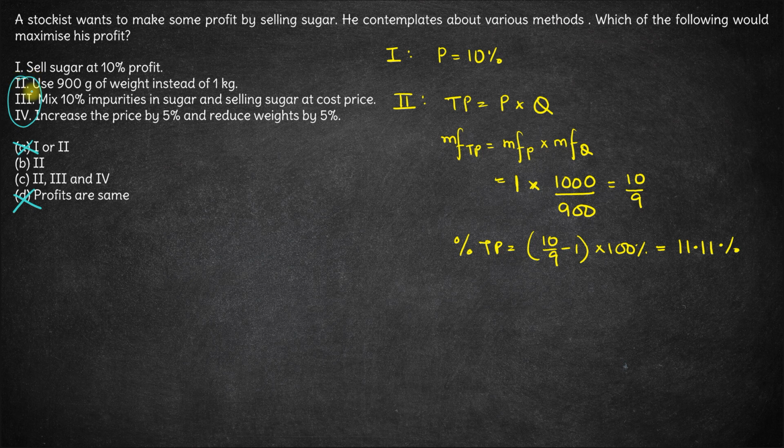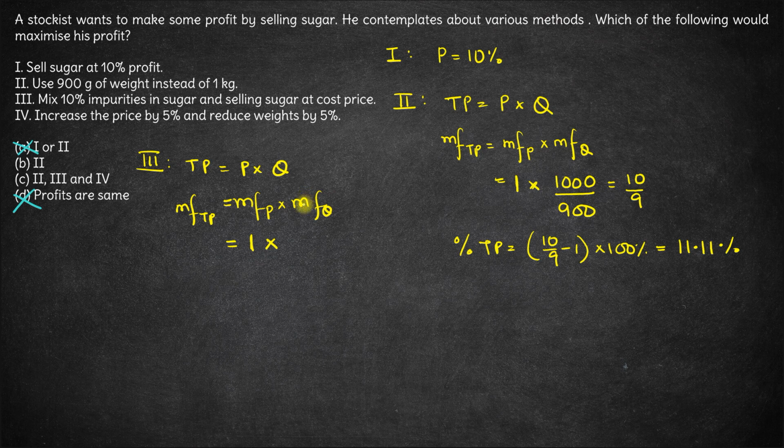So let's see, out of these three, are all of them equivalent, or do all of them give the same amount of profit or different amounts of profit? Let's look at the third case here. In the third case, what he does is he mixes 10% impurities in sugar and sells sugar at cost price. So again, total price is price per kg into quantity. He sells sugar at cost price. So the multiplication factor for total price is equal to the multiplication factor for price into the multiplication factor for quantity. His selling price and cost price are the same. Hence the multiplication factor for price is selling price upon cost price, which is 1.